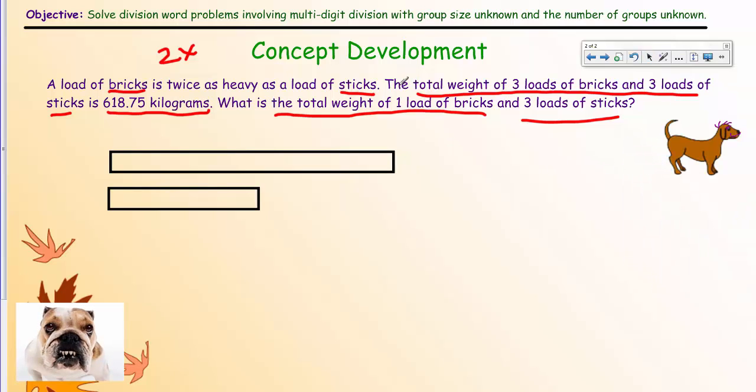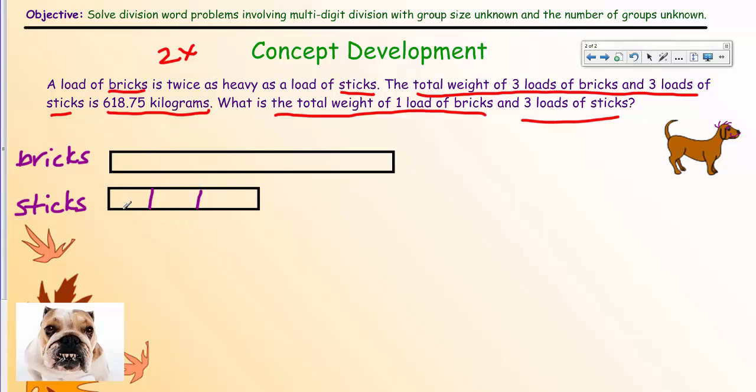First of all, let's look at this problem. One thing we know is that 3 loads of bricks and 3 loads of sticks is equal to this amount. So using our tape diagram, since there's a double going on here, saying times 2, we want to try to find a unit. Let me break this up into thirds. We're going to call this one down here the sticks, and up here, the bricks. I'm going to compare them side by side, or back to back, if you will.